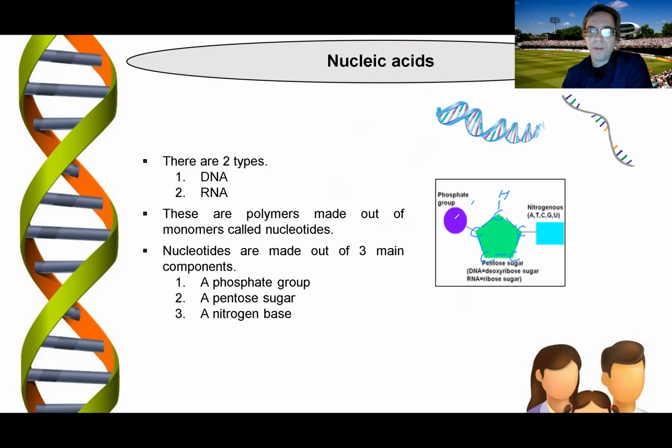Then we've got a phosphate group here, which is PO4. And we've got a nitrogenous base, so this contains nitrogen. The 4 particular nitrogenous bases are adenine, thymine, guanine, and uracil. These are polymers made out of monomers called nucleotides. Nucleotides, as we just discussed, are made up of a phosphate, pentose, and a nitrogen base.